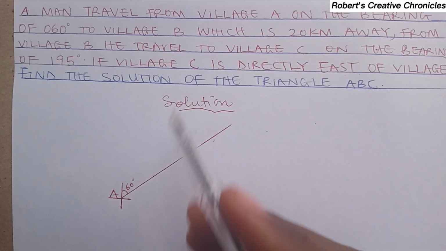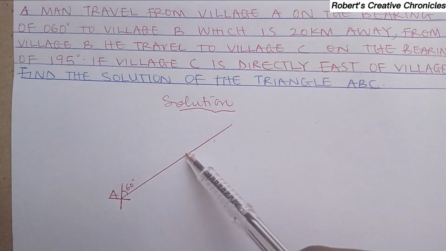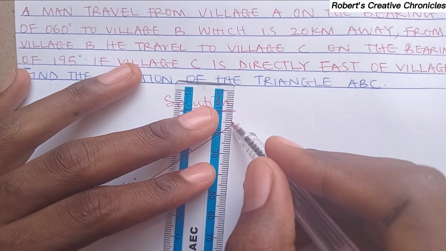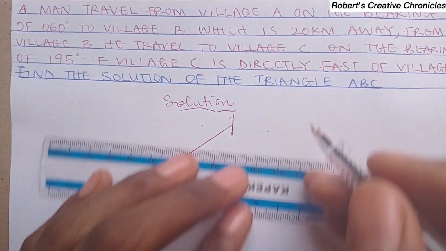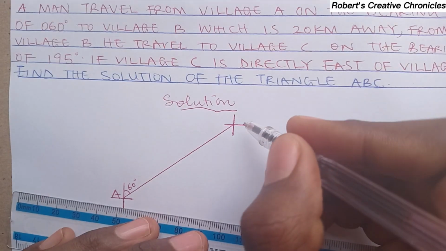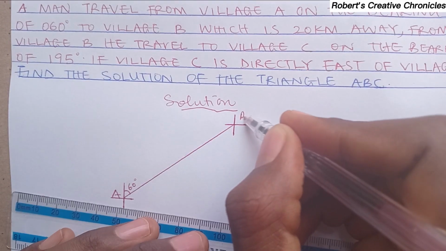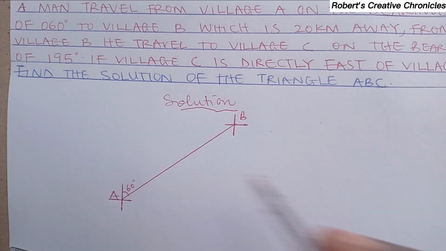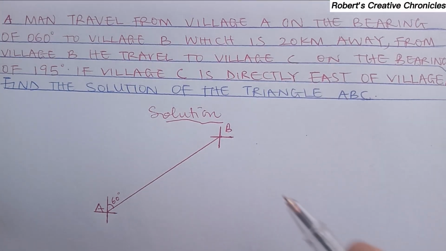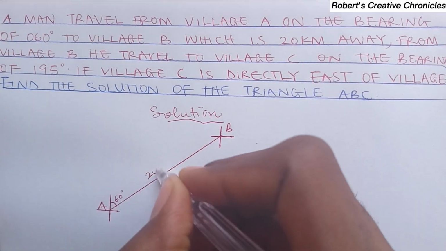So now to village B. So this is the direction of village A going to village B. So here will be B. Which is 20 kilometers away. So here is 20 kilometers.